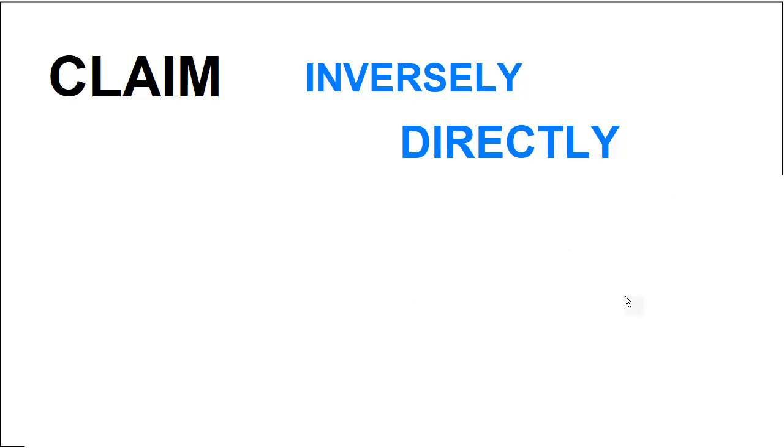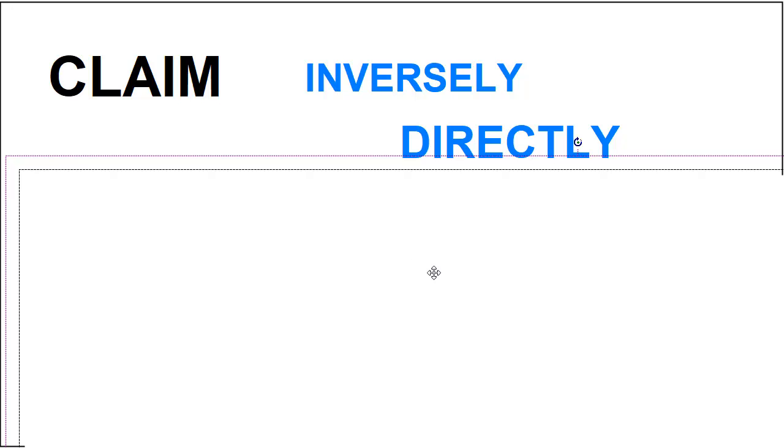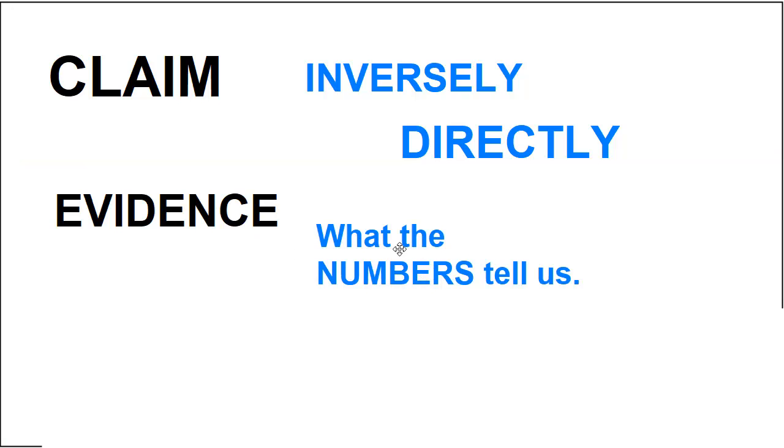So here's the short version for this. The claim is going to answer the question, and it's either going to be inversely or directly proportional. That's going to be your claim. But you normally think that part last, because you got to think through the evidence first. The evidence are what the numbers tell us. So the first thing you're going to do is go through the evidence and look at the numbers and see if they're going up or down.